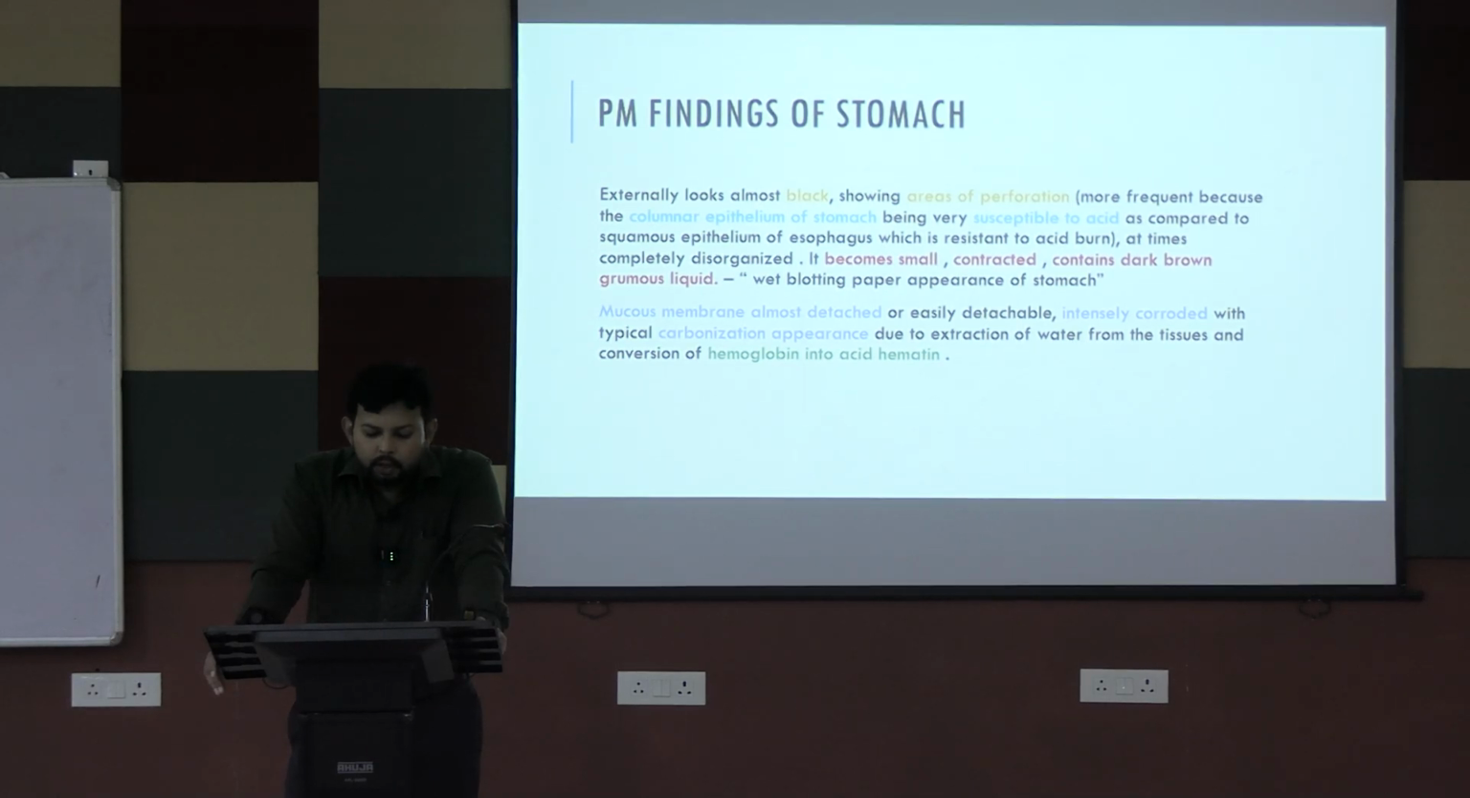So in postmortem, it becomes small and contracted, and contains dark brown grumous liquid. In case the consumption of acid is less, then only that red color may be seen. In most of the cases, 90% of cases, there will be perforation and blackening, and the surrounding tissue, everything will be black.